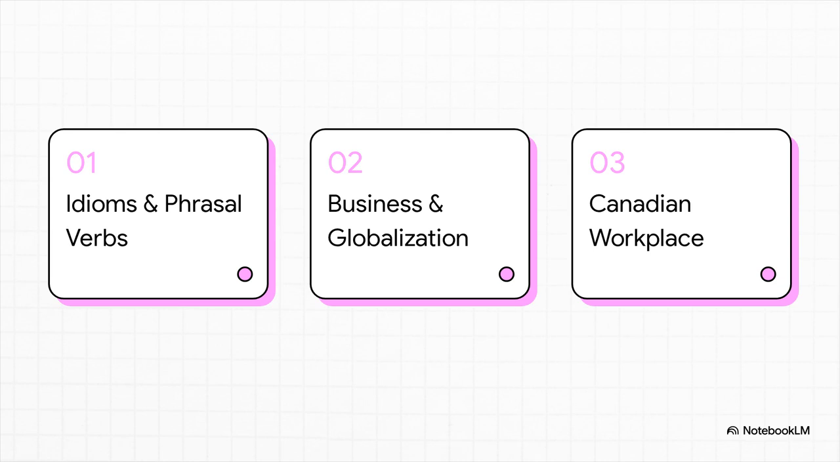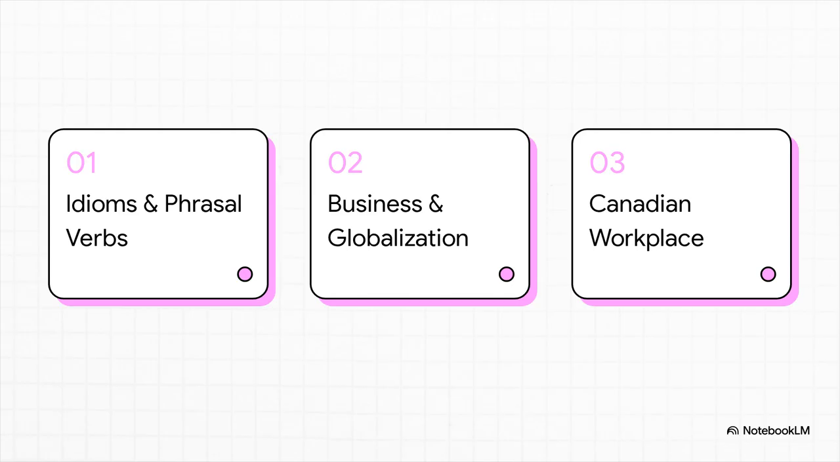Here is our roadmap for today's 60-term lightning drill. First, we'll tackle idiomatic expressions and phrasal verbs. Second, we'll dive into business, trade, and globalization. And finally, we'll cover the Canadian workplace and labor market. For every single term, you'll hear the English pronunciation twice, the exact Chinese meaning, and then exactly how you can deploy it in your exam to secure that top score.